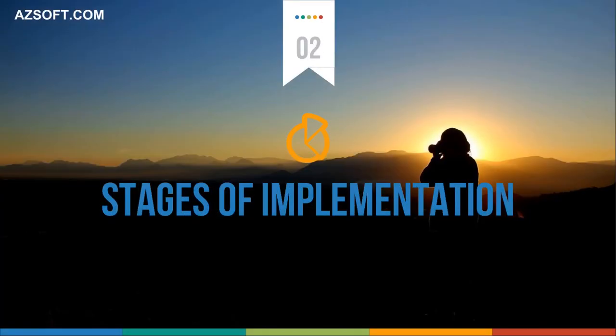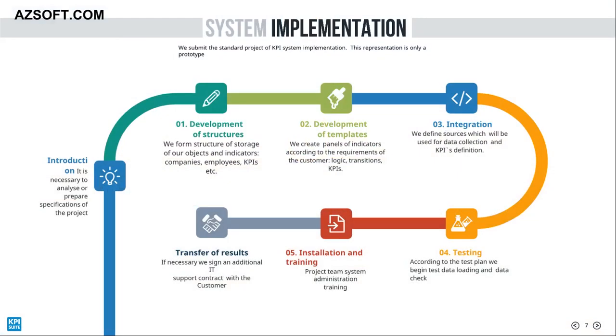Stages of implementation. Introduction: it is necessary to analyze or prepare specifications of the project. 01. Development of structures. We form the structure of storage of our objects and indicators: companies, employees, KPIs, etc. 02. Development of templates. We create panels of indicators according to the requirements of the customer: logic, transitions, KPIs.